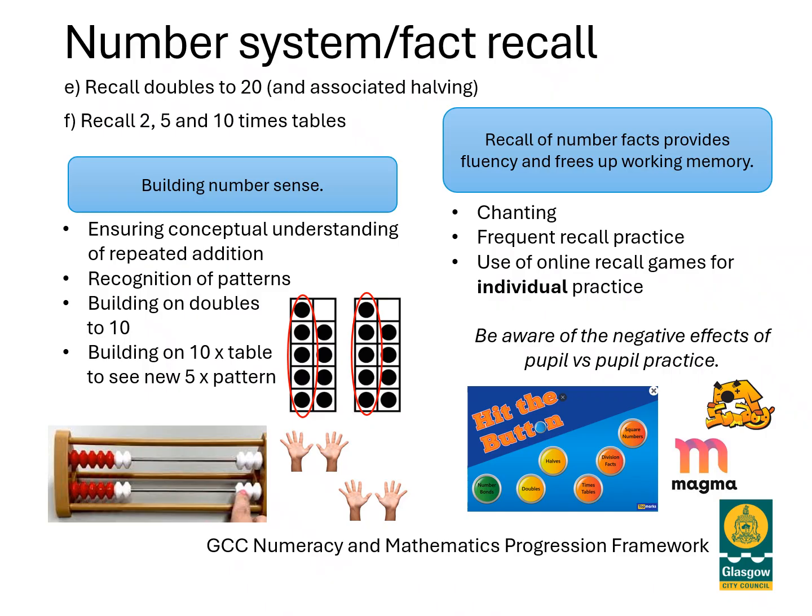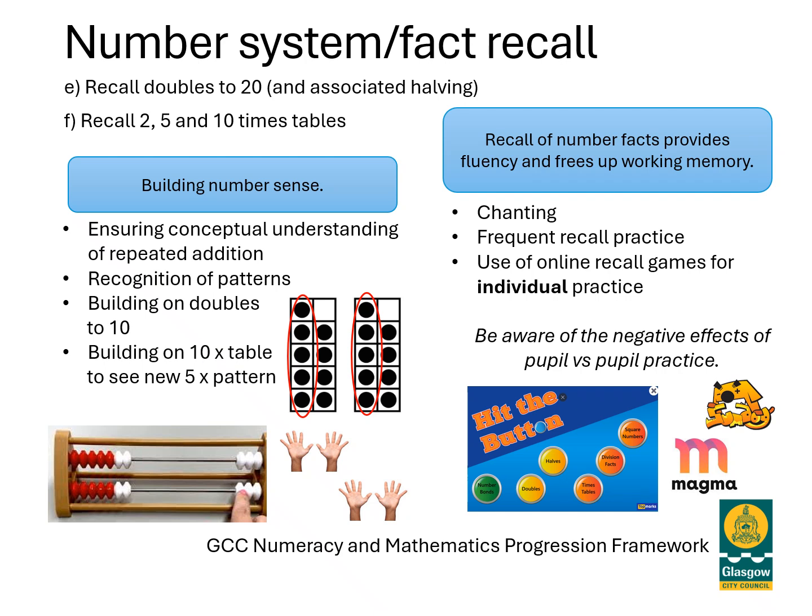You may or may not have Rekenreks in your establishment. That's the abacus style resource at the bottom left there. Rekenreks are particular in that they have 10 beads on each rod, but the 10 is split into 5 red beads and 5 white beads, and that reinforces in the same way as a ten frame does, this relationship in partitioning single digit numbers into a 5 plus something.